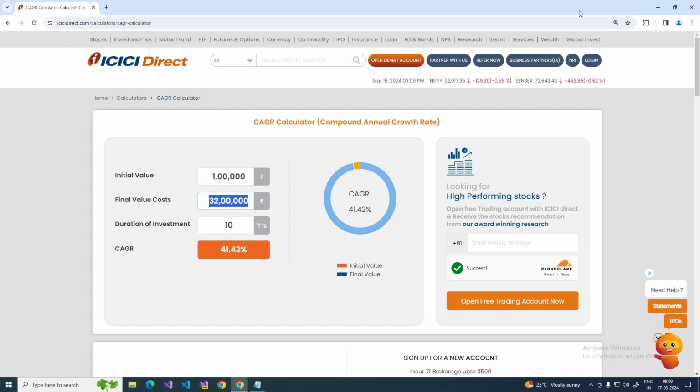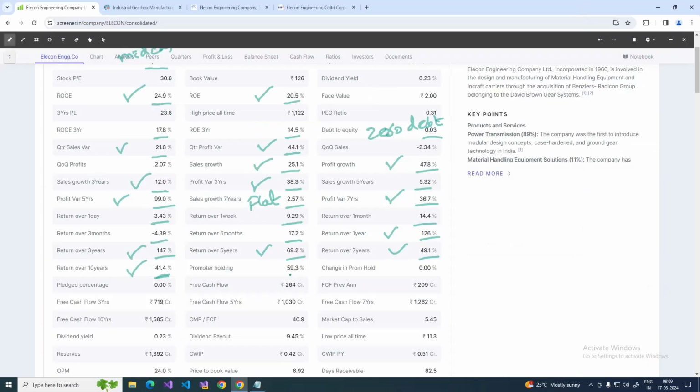This is very good. So here promoter holding is 59.3%. So this is more than 50%. This is high. This is a good sign. Later change in promoter holding 0. That means they did not sell or buy anything recently. Then pledged percentage 0%. This is also a positive sign.